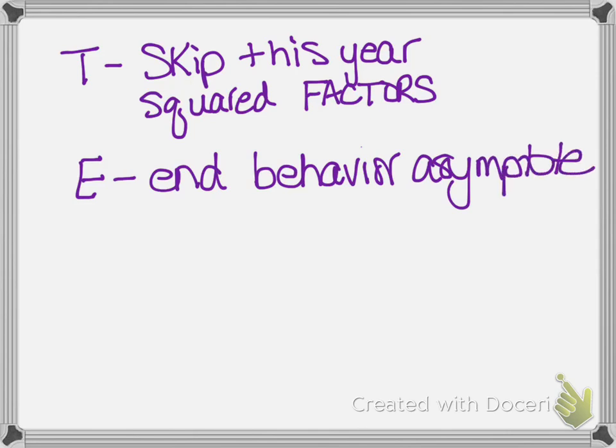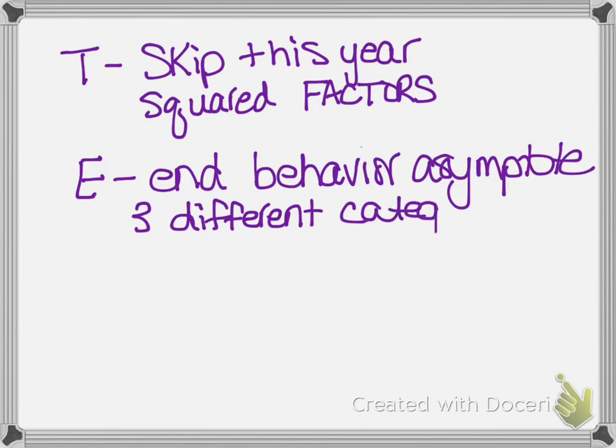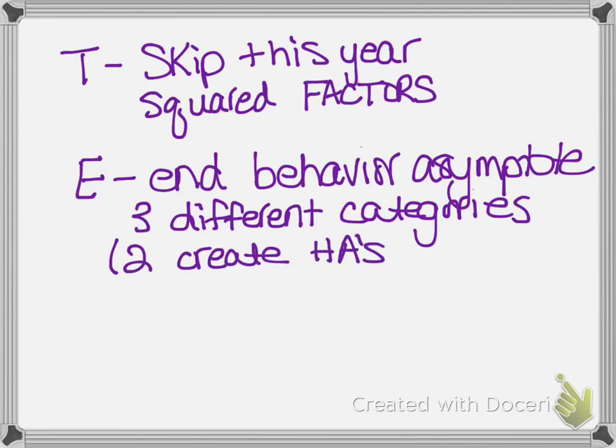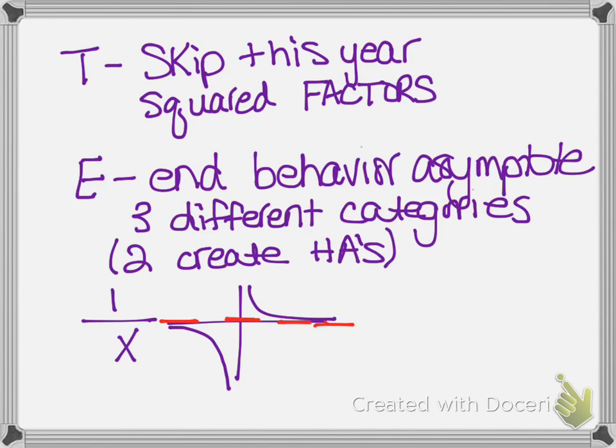And there's 3 different categories. Two of them create horizontal asymptotes in the graph. And you guys have seen horizontal asymptotes before. I mean, your parent function 1 over x, that looks like this. It has a horizontal asymptote right here at 0.